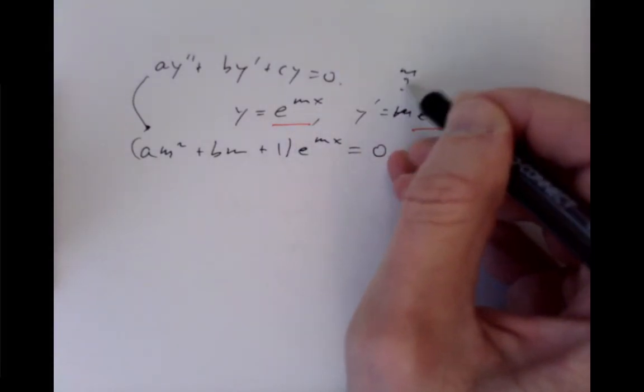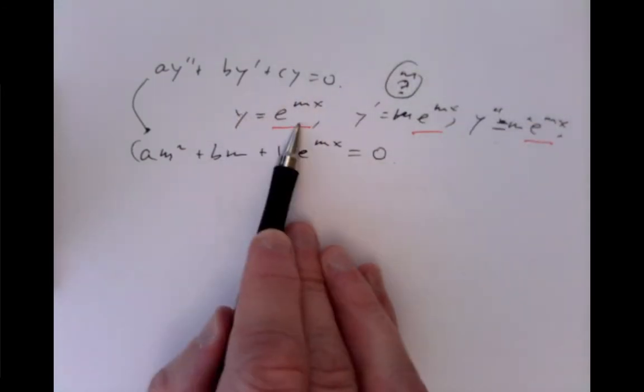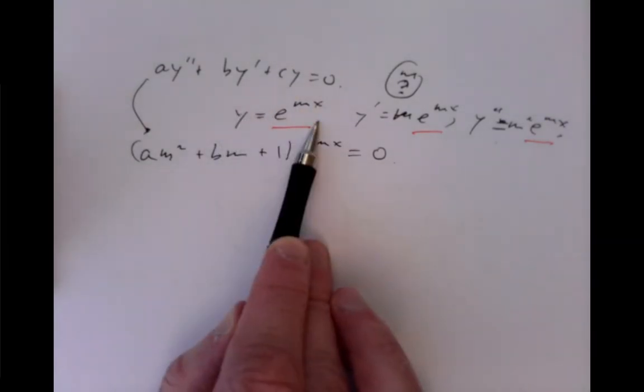M here, again, is the unknown. That I might try to solve for. We don't really know if that's going to work. We don't know if the solutions will turn out to look like this. They might or they might not. And it turns out they don't always look like this. But let's see what happens.